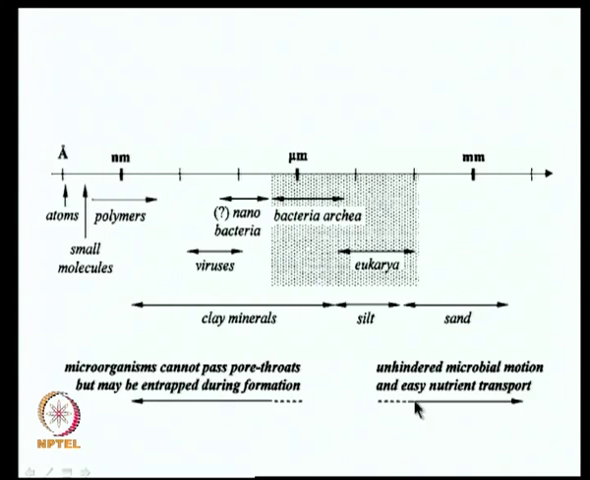If you look at the size beyond this, this area corresponds to silts and sands, and here what it means is unhindered microbial motion and easy nutrient transport. So it is going to be quite effective. But if the size is going to be very fine, microorganisms cannot pass pore throats, but may be entrapped during formation. So you need to really distinguish these two: the size has a big role in understanding the use of bacteria in soils.